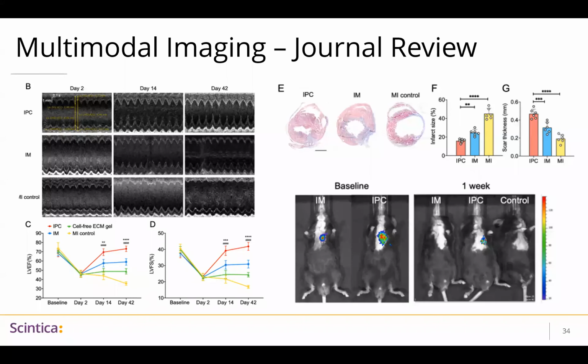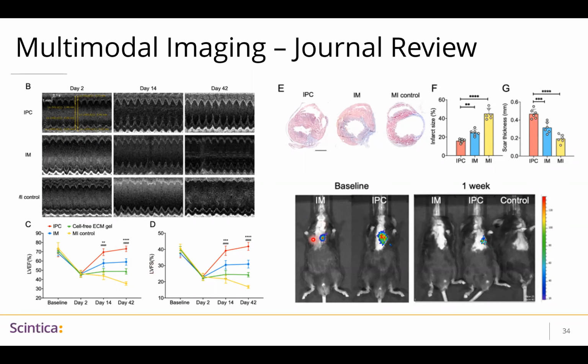Okay, so we are on the paper where we were looking at the intramyocardial and the intrapericardial cavity injection of the mice. So here they wanted to measure the effect of the cell injection on cardiac function. Here we have ultrasound images taken with the Prospect T1 that we have at Scintica. And we can see that they used ejection fraction and fractional shortening. And in the intrapericardial cavity injection, they were able to see a more significant improvement in cardiac function than they were in the intramyocardial injection or the controls.